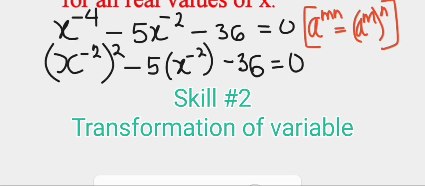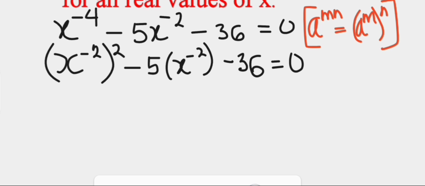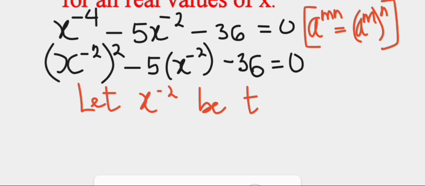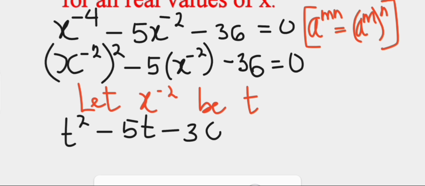The second skill we shall be applying here is to make a representation or a transformation of the variables from x to another. In that case, our transformation goes thus: let x raised to power minus 2 be t, and that way the equation becomes t squared minus 5t minus 36 equals 0. We have successfully transformed from the original equation to a quadratic equation.